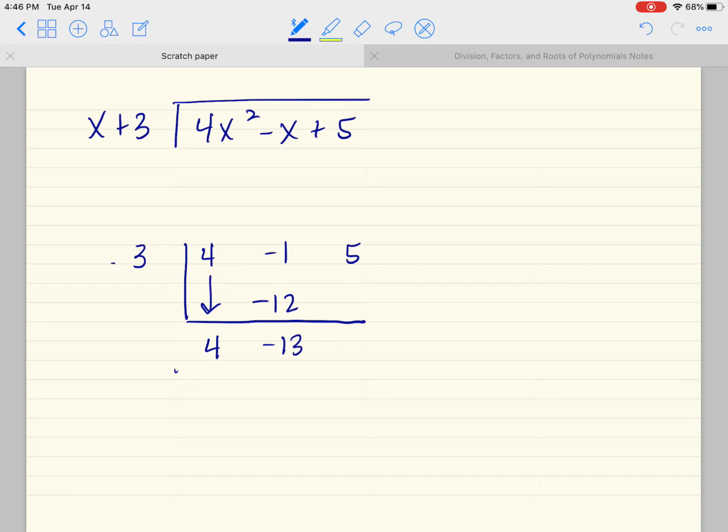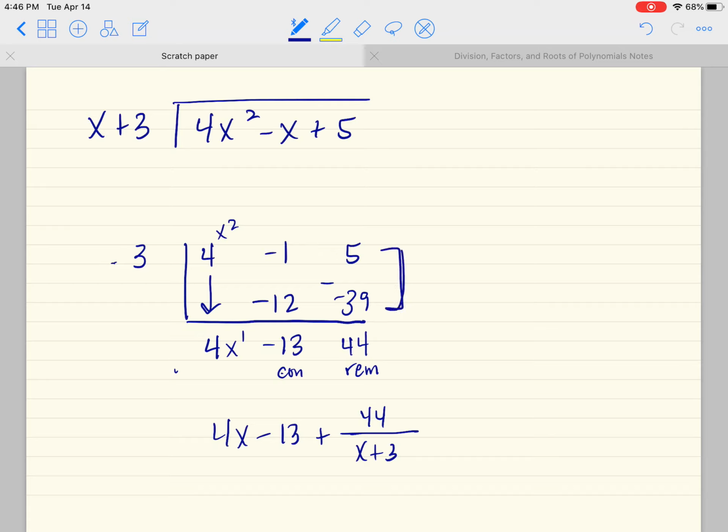And then we multiply, we get 12. If we subtract that, we get -13. Multiply, we get -39. If we subtract that, that becomes a plus, and we end up with 44 here. So this started with an x squared, that means this starts with an x to the first, this is the constant, and this is the remainder. Okay, so then our answer would be 4x minus 13 plus a remainder of 44 over the divisor, which was x plus 3.